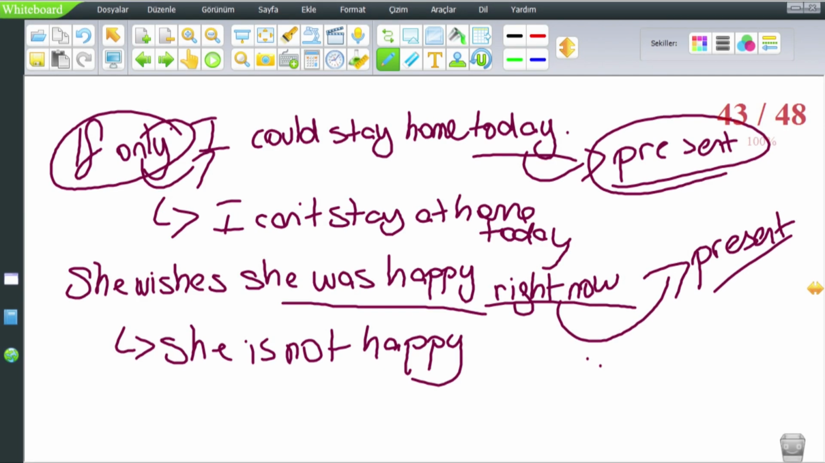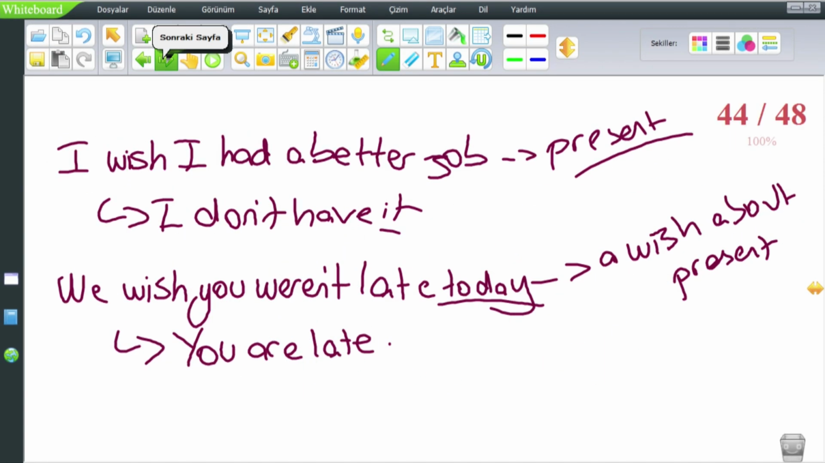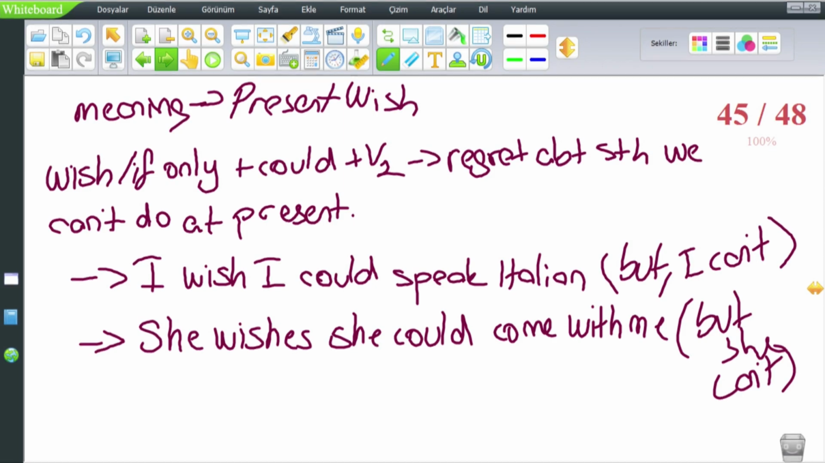She wishes she was happy right now. Again, from both time expression and grammatical structure from verb 2, we can understand this is a wish for present, but she isn't happy right now. I wish I had a better job. Again, a present wish, but we can understand that I don't have it. We wish you weren't late today. It means you are late. Again, about present.